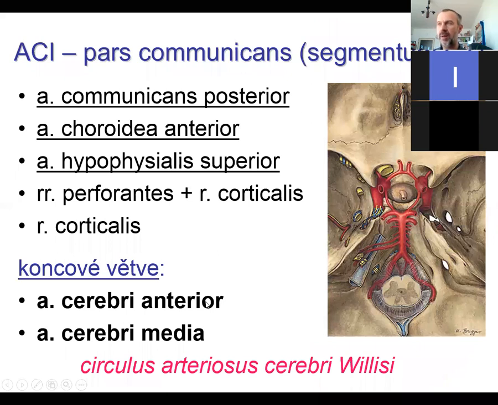And now back to the internal carotid. Now the internal carotid comes to its end. We can see again the ophthalmic, which is here. And then finally, the last segment is called the communicating segment. Why is it called the communicating segment? We have here two terminal branches, anterior and middle cerebral. Yeah, this is the anterior, left and right. And this is the middle, also cut.